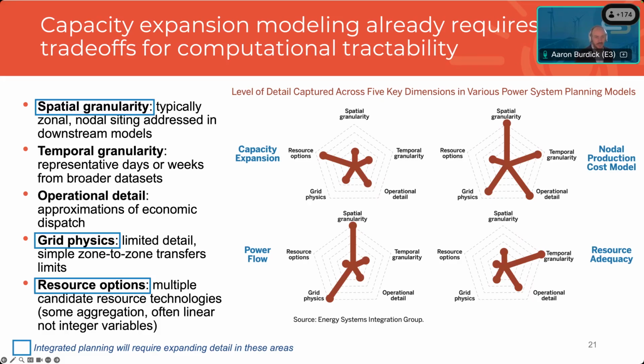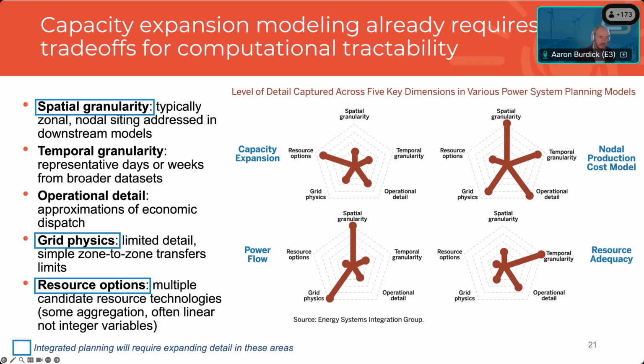And capacity expansion really focuses a lot of its computational horsepower on resource options. So we want to explore this very large solution space of potential portfolios. But even there, there are some trade-offs involved. So for instance, we may consider linear decision variables instead of integer variables for each plant. And then in the blue boxes, we show some of the dimensions upon which we would need to expand to do more integrated optimization.